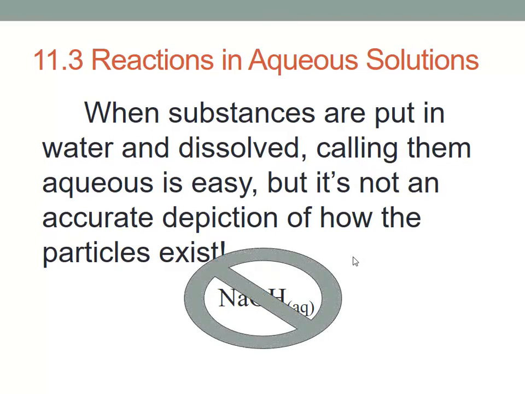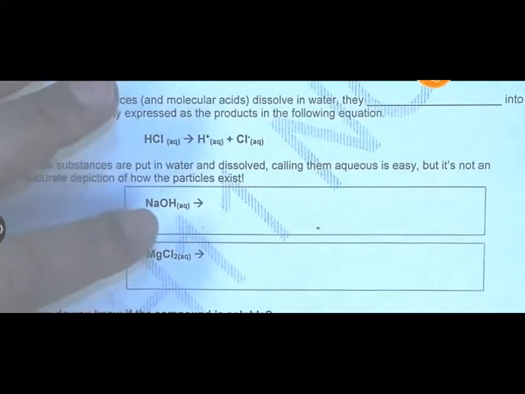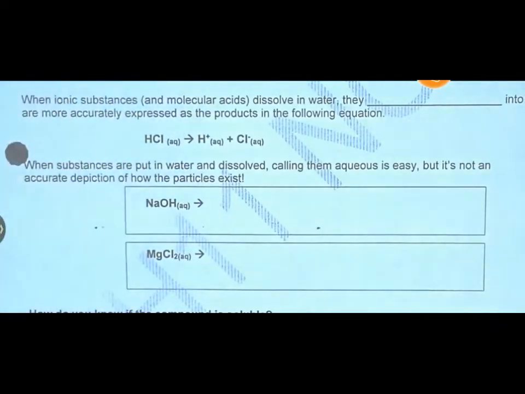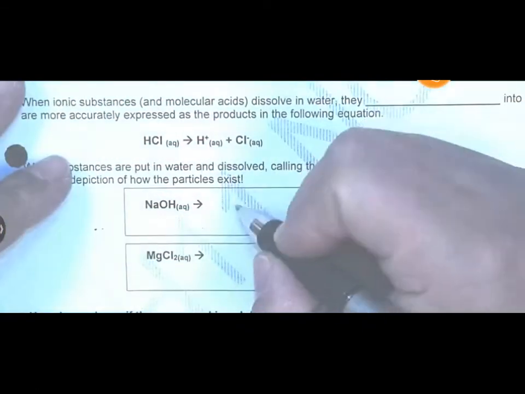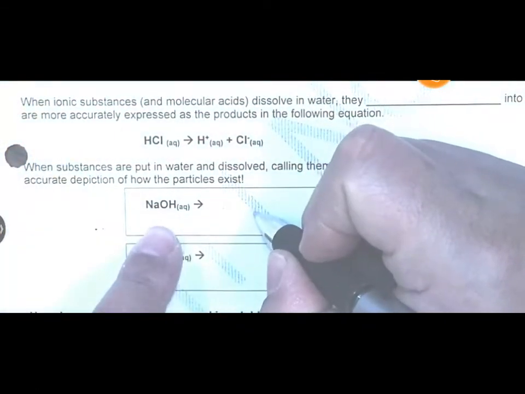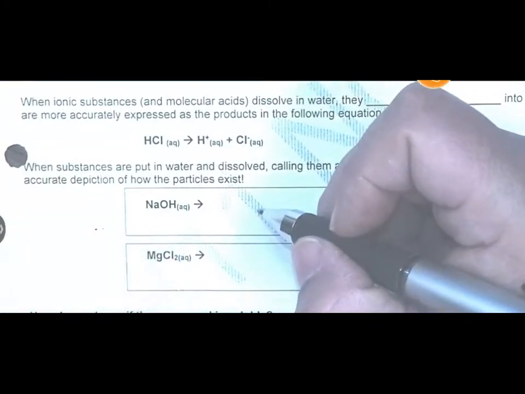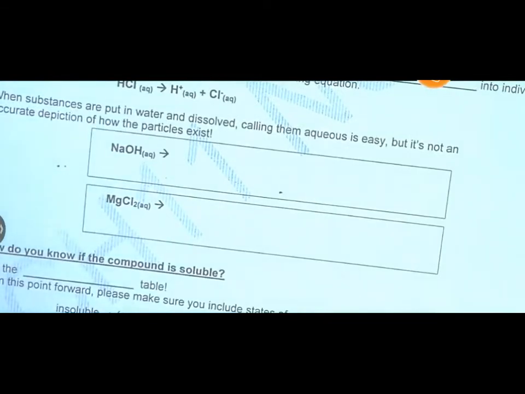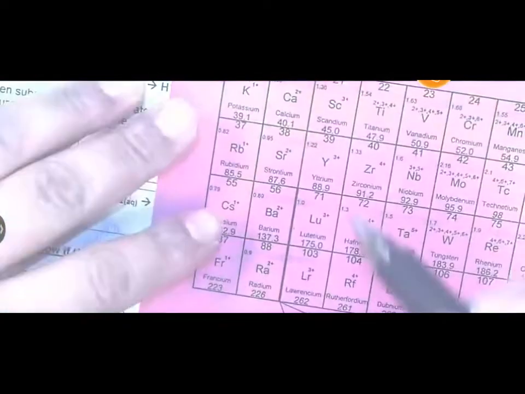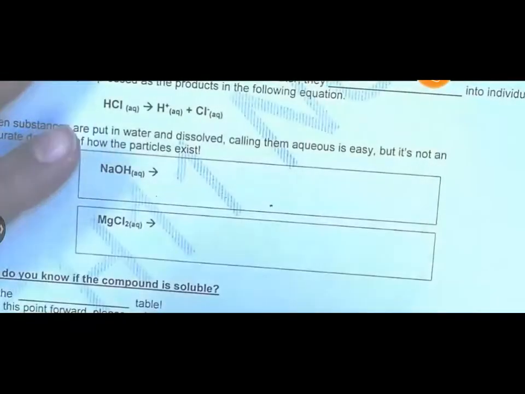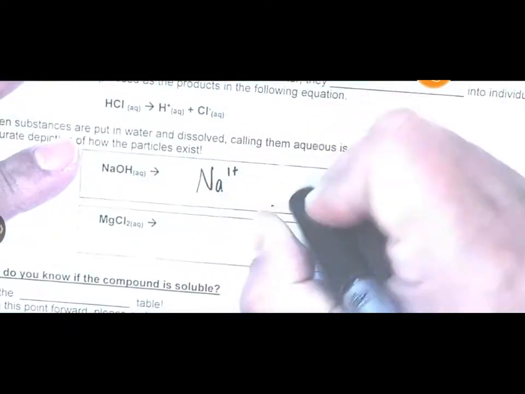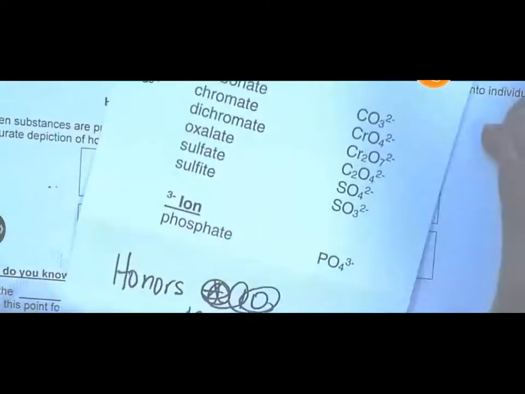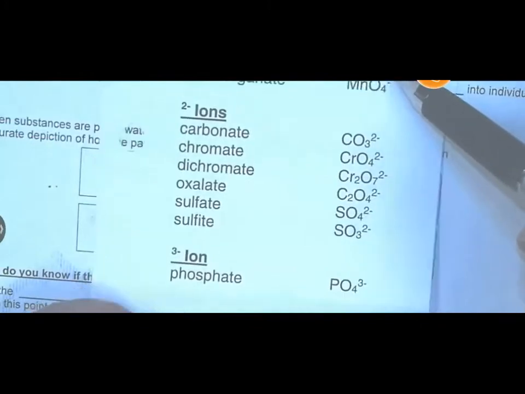So let's look at what NaOH actually looks like, more towards the bottom of page 9. NaOH aqueous can be better represented as separating into the ions. So what are the ions that make up Na plus and OH minus? I have my periodic table and my polyatomic ion list. Na is Na1 plus. So I have Na1 plus. And I have OH, and I know that that's hydroxide right here, and that's 1 minus.